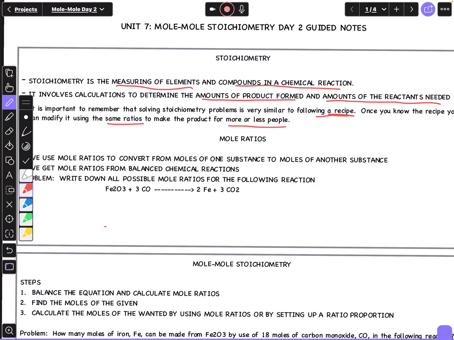So mole ratios, they are what we use. They are our conversion factors, how we convert from moles of one substance to moles of another substance. So we use mole ratios to convert from moles of one substance to moles of another substance. We get mole ratios from the balanced chemical reaction. Write down all possible mole ratios for the following reaction.